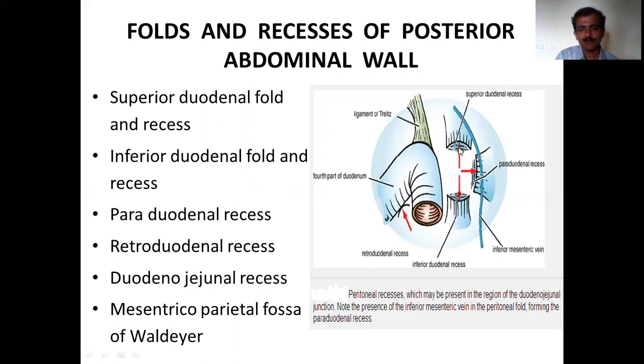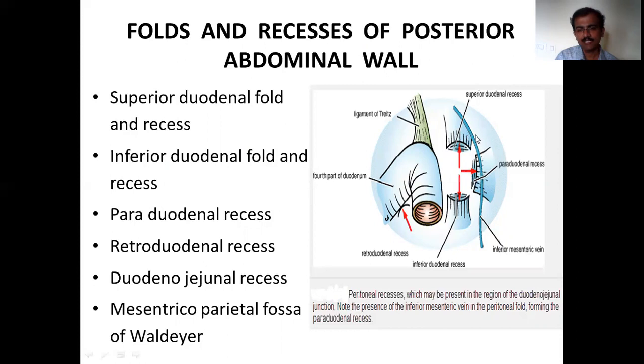So surrounding the duodenum there are recesses here. Just above the duodenum there is a superior duodenal recess and fold. And below it is the inferior duodenal fold and recess. And beside the duodenum there is the paraduodenal recess.